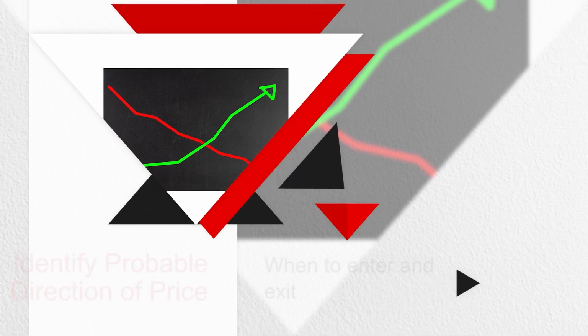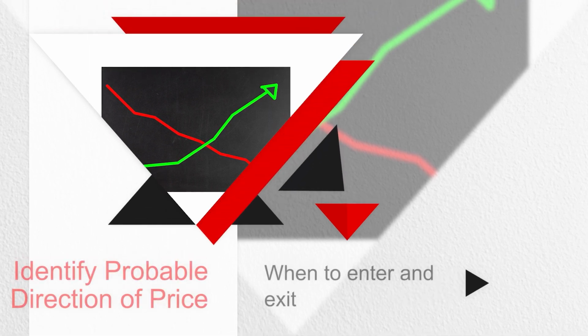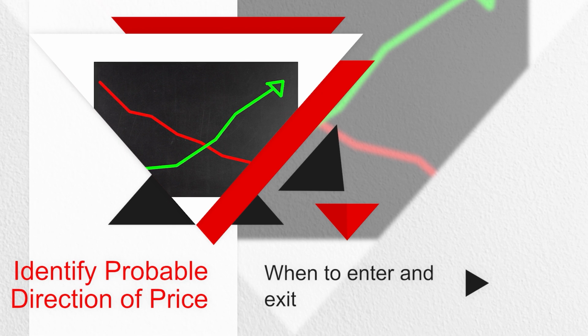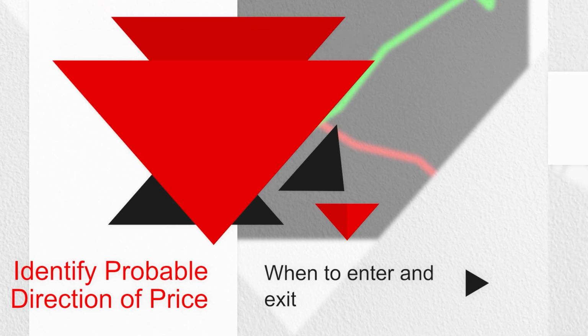Ichimoku Cloud trading attempts to identify a probable direction of price. It helps the trader determine the most suitable time to enter and exit the market by providing you with the trend direction. It also uses multiple averages to compute a cloud, which attempts to forecast where the price may find support and resistance in the future.